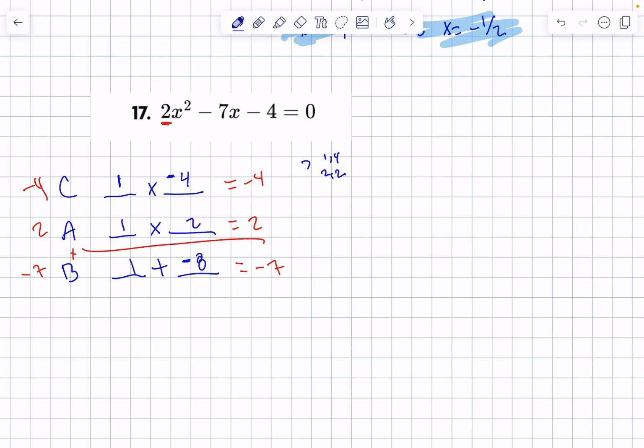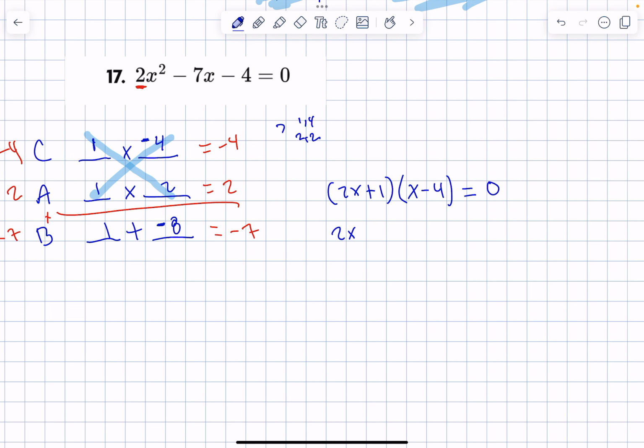Okay? And now these become our factors. So let's highlight these here and these here. So this becomes 2x plus 1. This becomes x minus 4 equals 0. So that is how you can factor this, right? Using the CAB method.